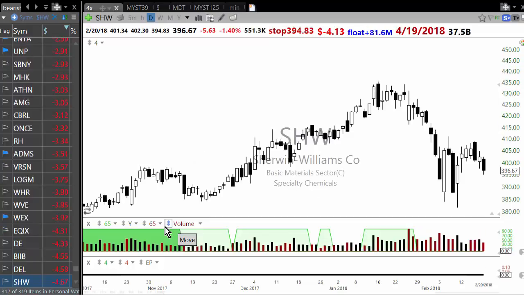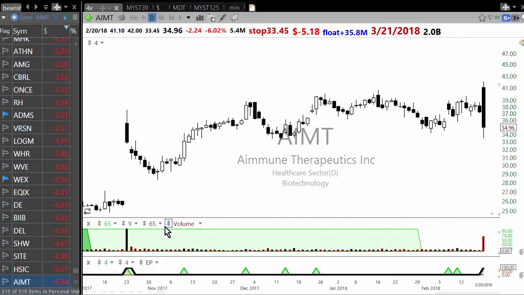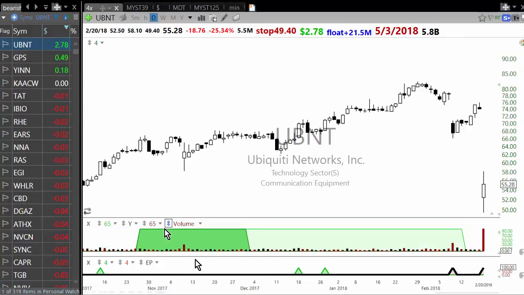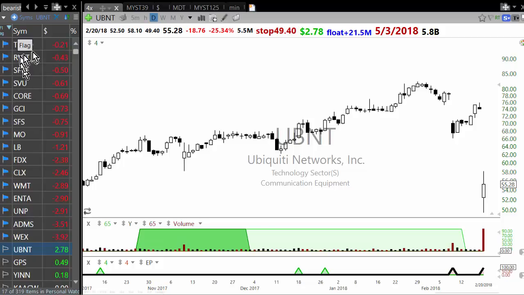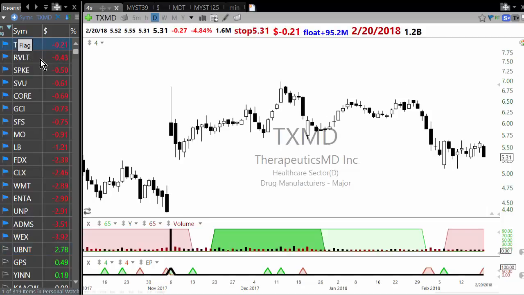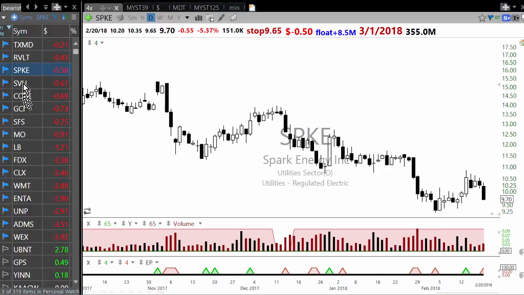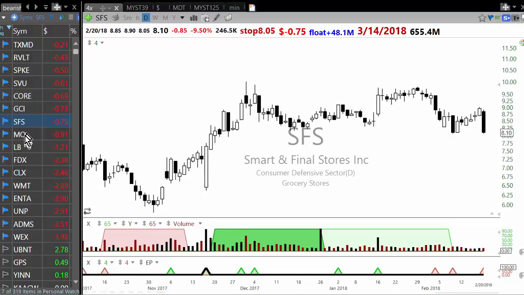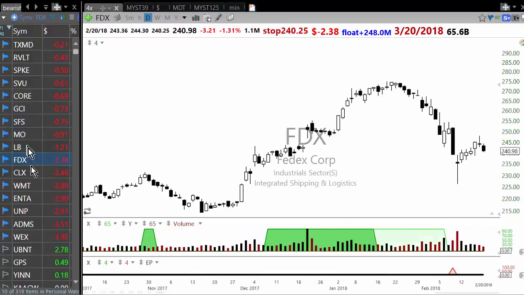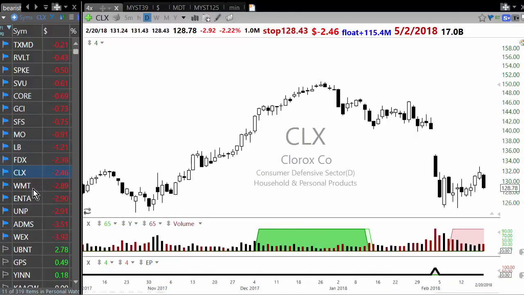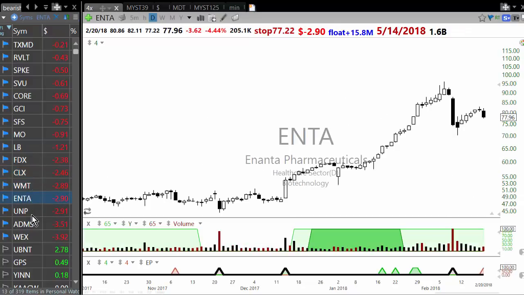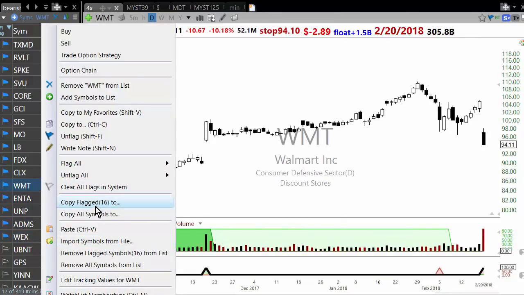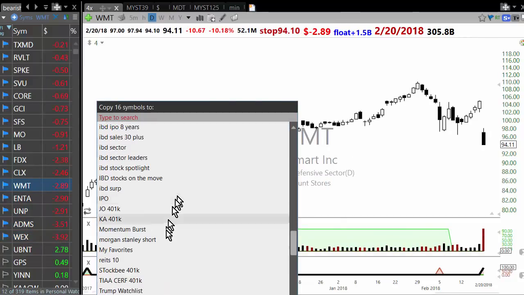So charter regeneration. These are some of the candidates which you have in terms of shorting: TXMD, RVLT, low priced, Spark Peoples, SBU, Core, GCI, SFS, then Mo, then LB, then FedEx, Clorox, Walmart, ENTA, Union Pacific, ADMS, and Works. A lot of time you'll find that shorts work only if the overall market is also going down.